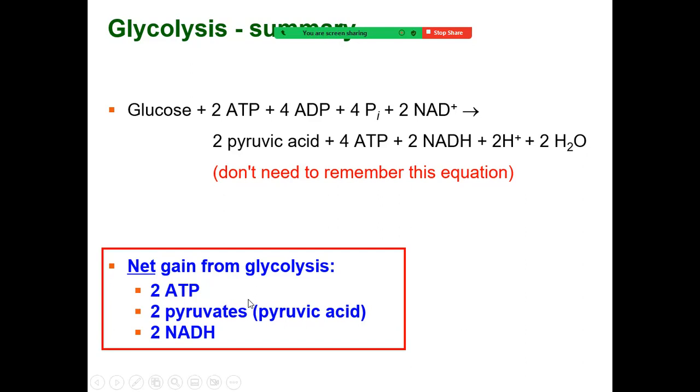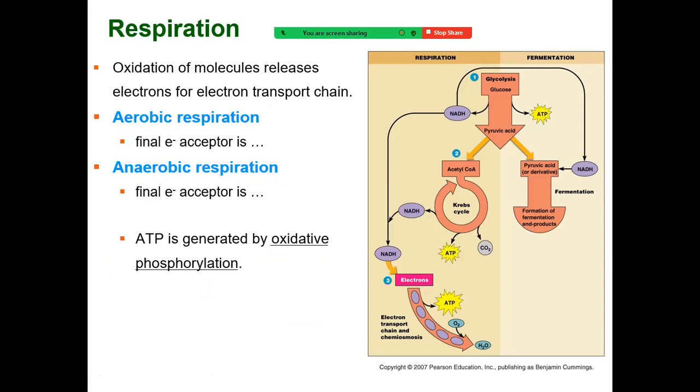The cell uses these 2 molecules the same. Chemically, they are slightly different, but the cell uses them the same, so I'll use them interchangeably. And then you get 2 NADH from glycolysis. Any question about that? So you need to know the net chemical reaction of glycolysis. You don't need to know each of the steps.